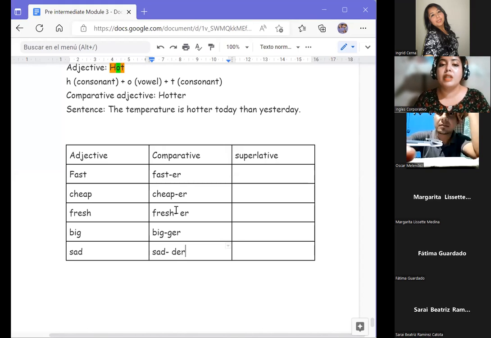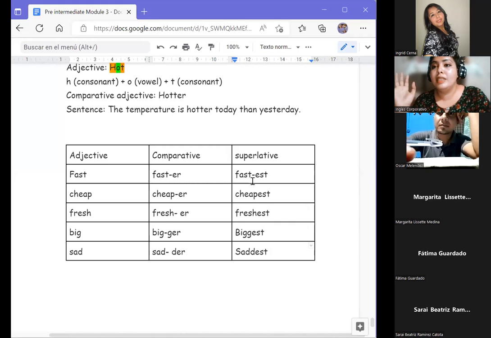Now, we are going to write the superlative form. In this case, again, fast. But in this case, we are going to add EST. Faster. Then we have cheapest. Fresh, freshest. Biggest and saddest. So in that case, we have here the examples of how to write the one syllable adjective using the double consonant or not.